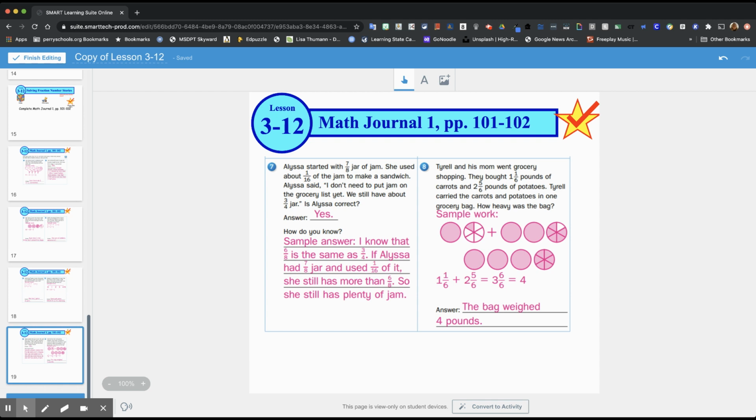And finally, number 8, they drew a picture with the circles. They also wrote 1 1/6 plus 2 5/6 equals 3 6/6 or 4. So the bag would weigh 4 pounds.